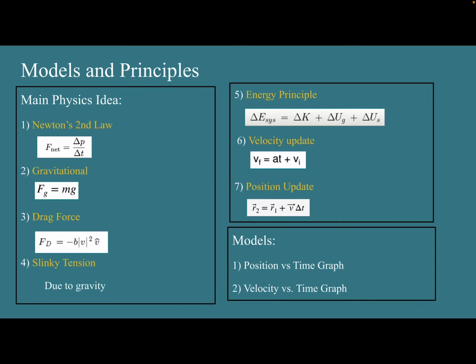The main physics ideas present in this experiment are Newton's second law, F net equals dp/dt; gravitational force, F equals mg; drag force, Fd equals negative b, which is the air drag constant, times velocity squared times v hat; and slinky tension. We also use the energy principle to model the extended system, and of course we need the velocity update and position update equations for our code and models.